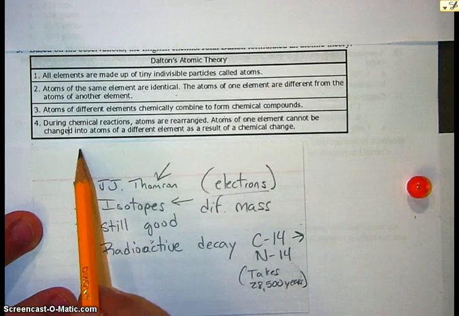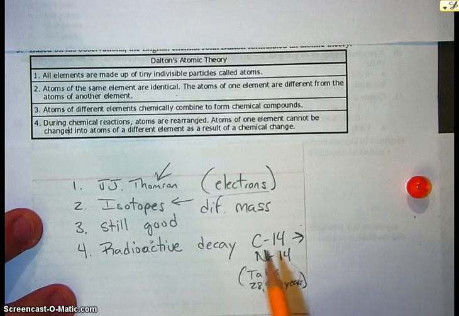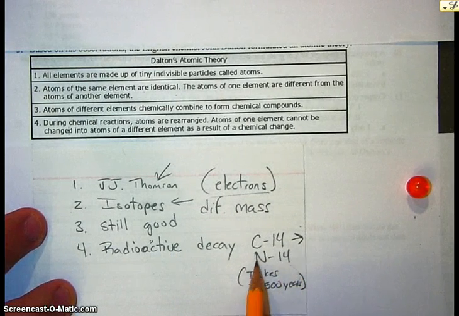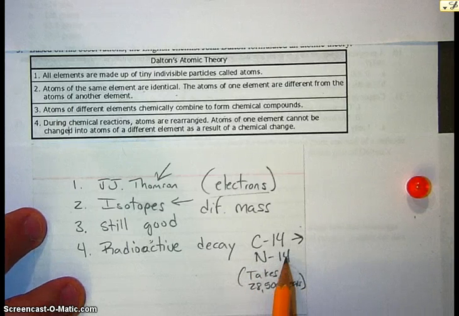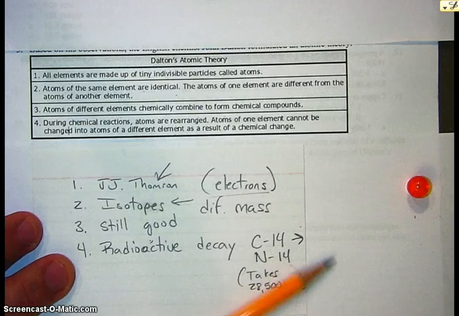And then number 4, during chemical reactions, atoms are rearranged. Atoms of one element cannot be changed into atoms of a different element as a result of the chemical change. Well, we just learned about radioactive decay, and carbon-14 can turn into nitrogen-14, but it takes a long time for that to happen, so that one was kind of disproved.